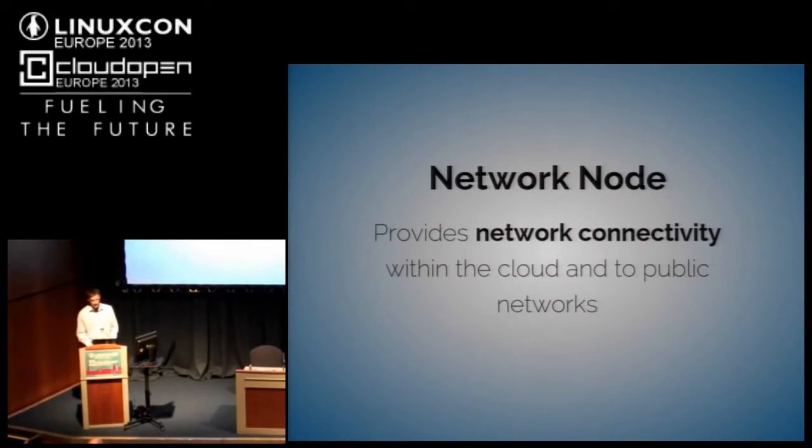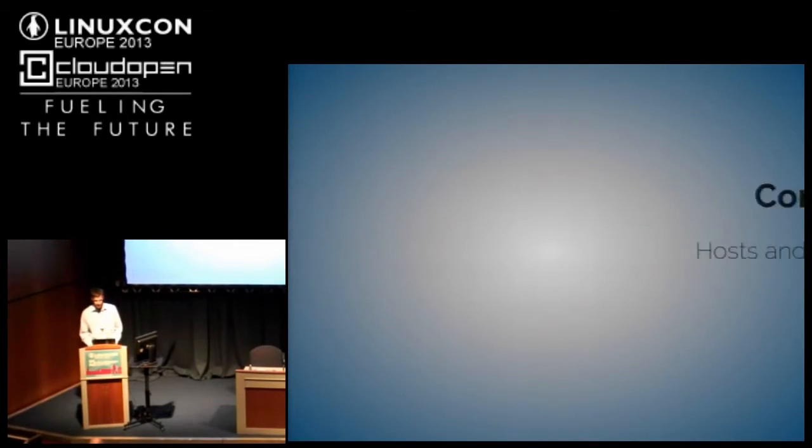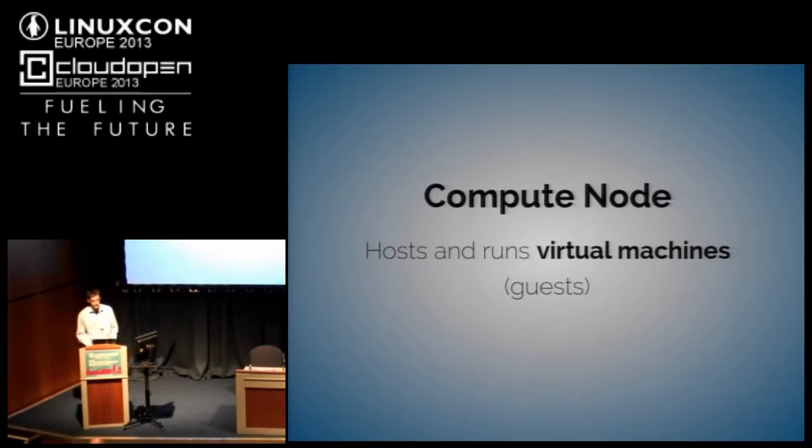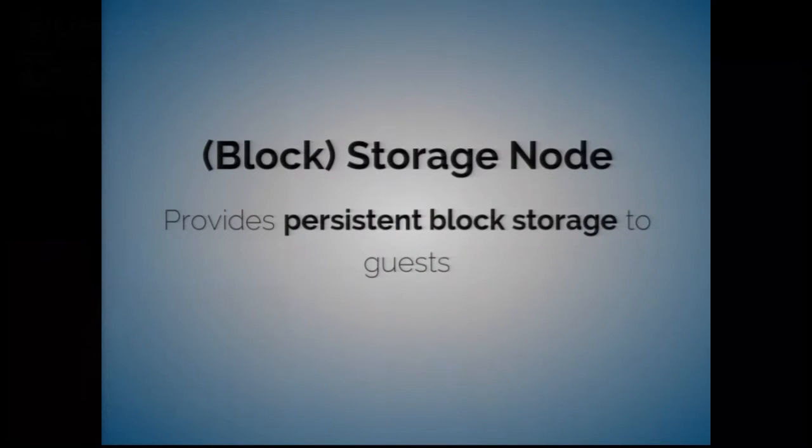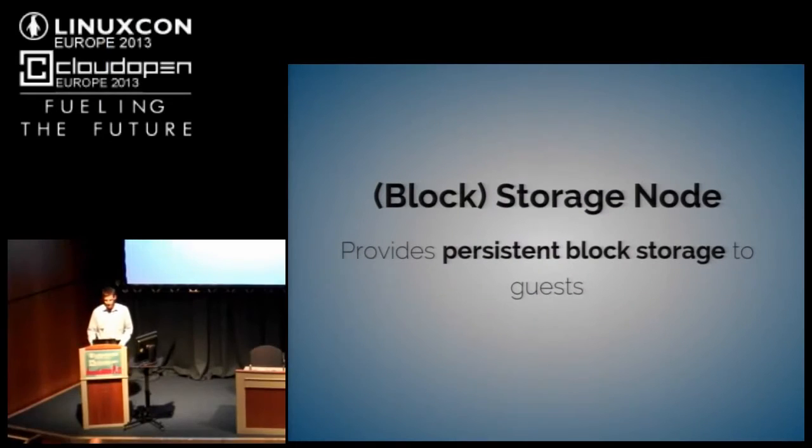Then we have the network node, which provides network connectivity within the cloud and also to public external networks. And we have, of course, the compute node. Usually we have several of these, and it's not unusual to have an OpenStack cloud with hundreds or thousands of compute nodes, which of course hosts and runs virtual machines, that is to say Nova guests. Then we have storage nodes, one or several, which provide persistent block storage to guests.